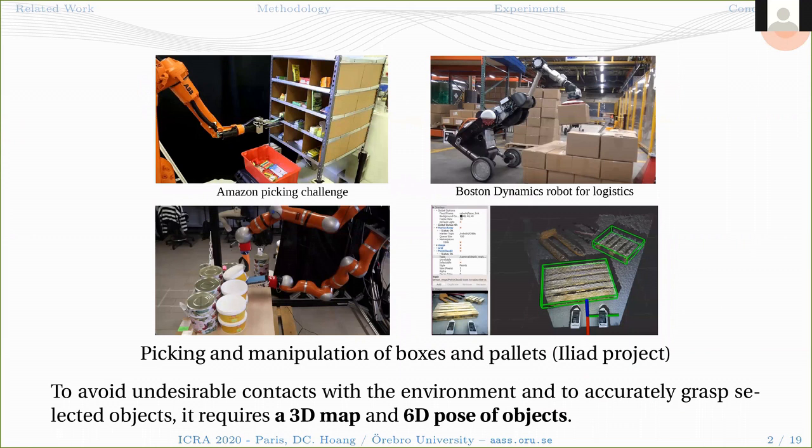This is my research work, Perception Algorithm for Manipulation Purpose. In particular, I'm interested in object recognition and pose estimation. You can see here pick-and-place robots of Amazon and Boston Dynamics. At Örebro University, we are also developing a system for picking and manipulation of boxes and pallets.